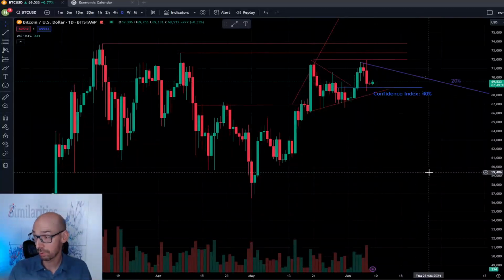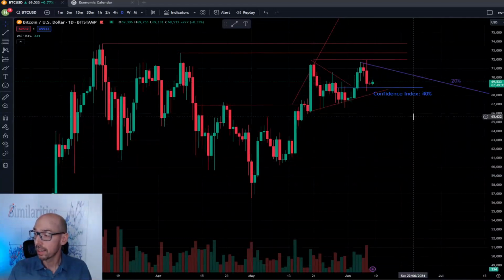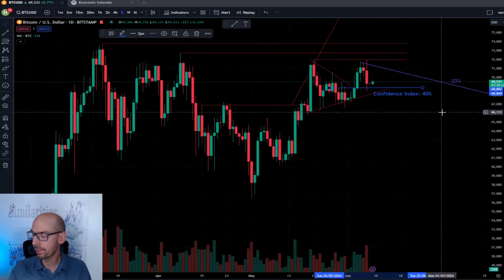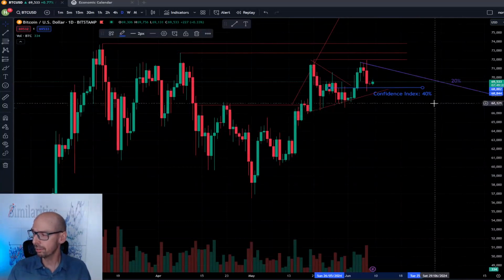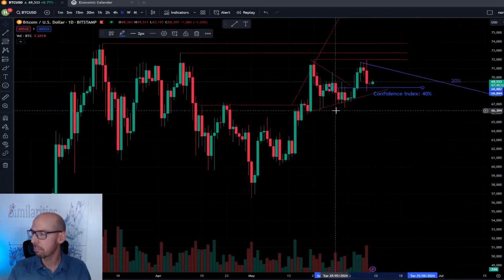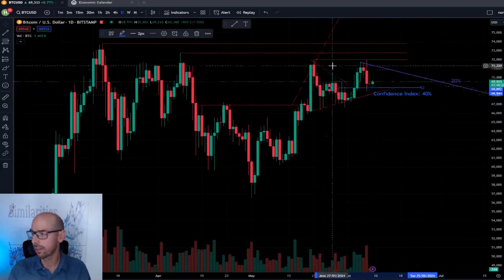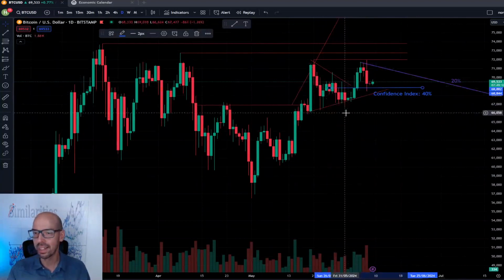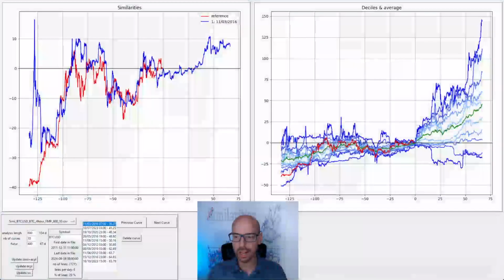So we will start with Bitcoin as usual. Last week I had this flat prediction, flat indication, good confidence index. It's going quite well. It's not moving that much around that line. Pretty flat. Let's see what do we have right now on Bitcoin. So I've widened the analysis window.